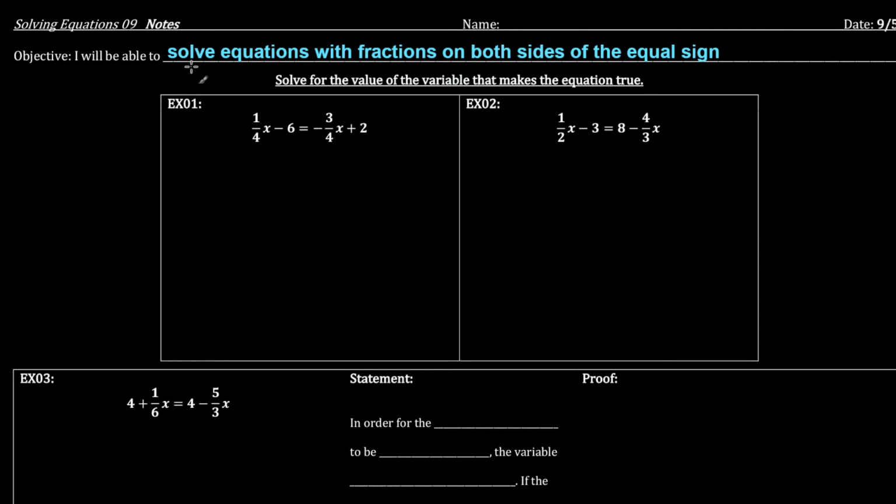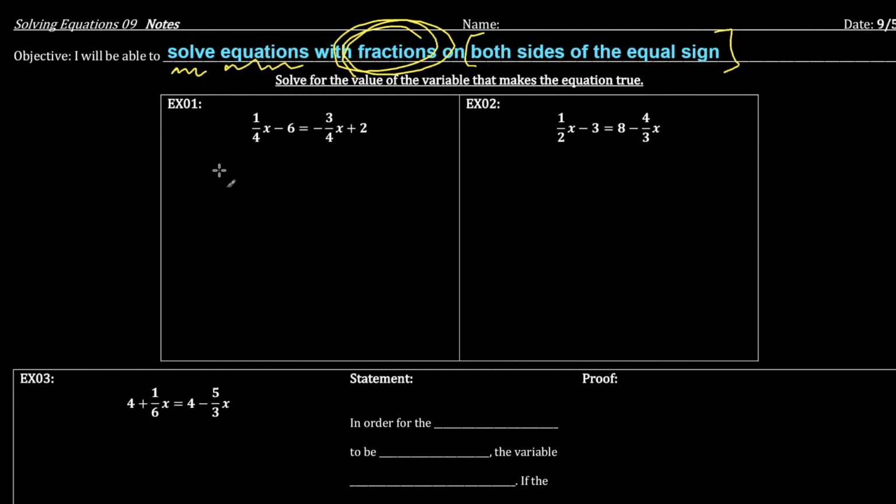So in this lesson, we are going to solve equations with fractions. So fractions once again, but this time they're on both sides of the equal sign. Like in example 1, we have 1/4 x minus 6 equals negative 3/4 x plus 2.